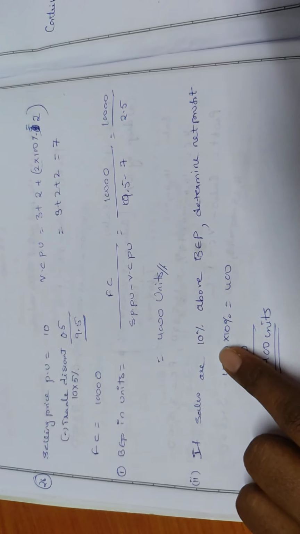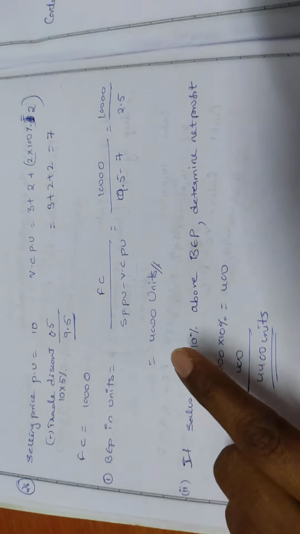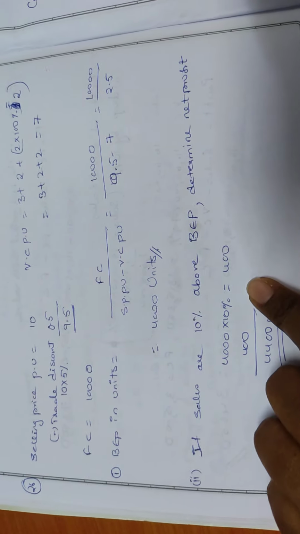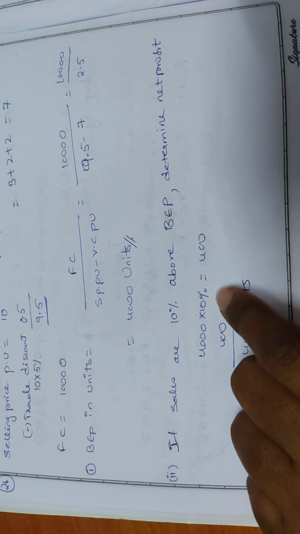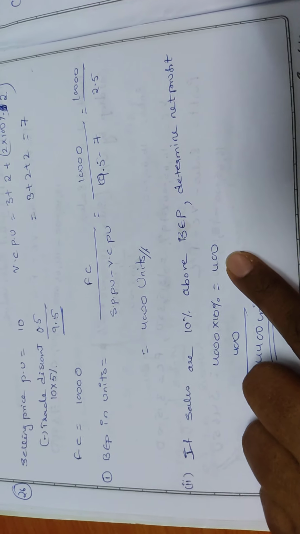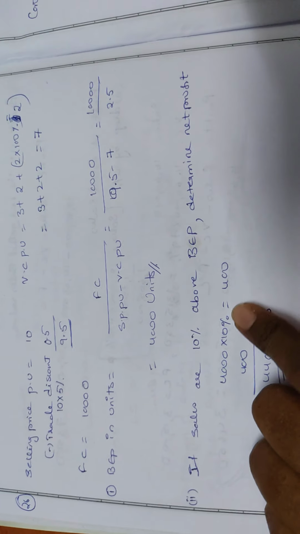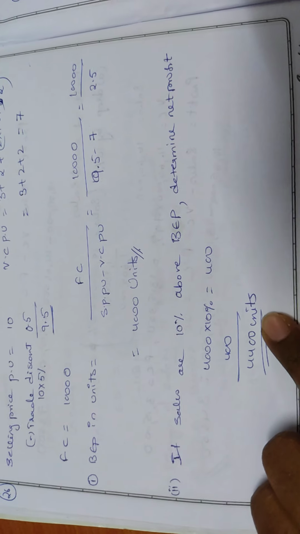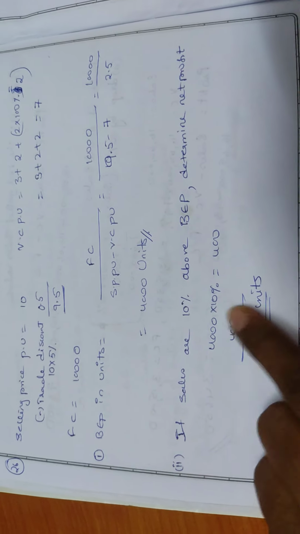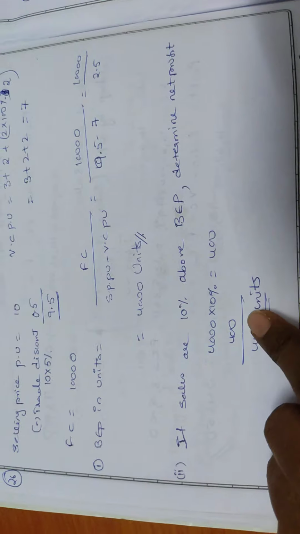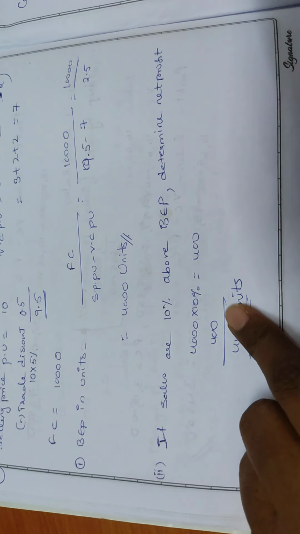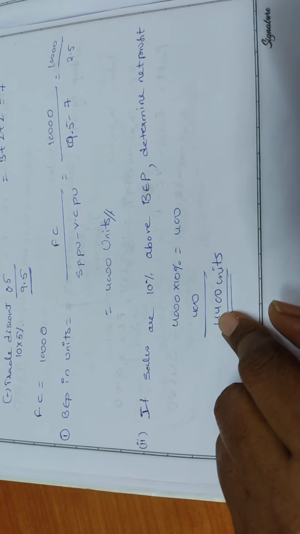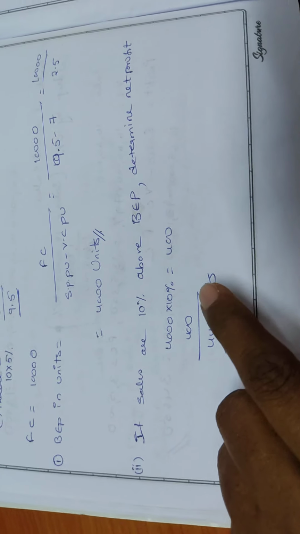Next, we have to increase this with 10%. BEP we got is 4,000. That 4,000 should be increased by 10% and then we find the net profit. 4,000 into 10% is 400 units. So 4,000 plus 400 is 4,400 units. Nothing but sales we have increased by 10%.